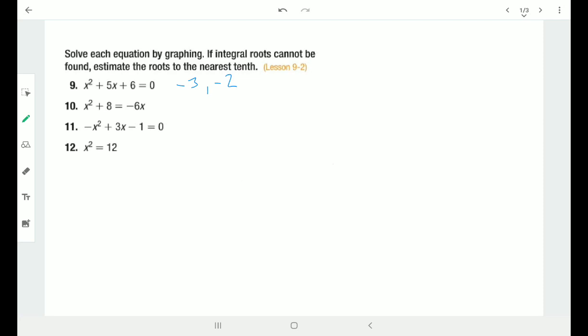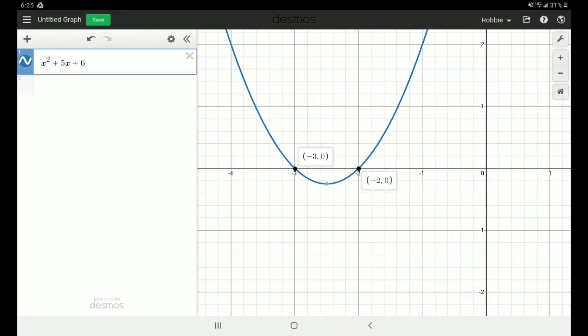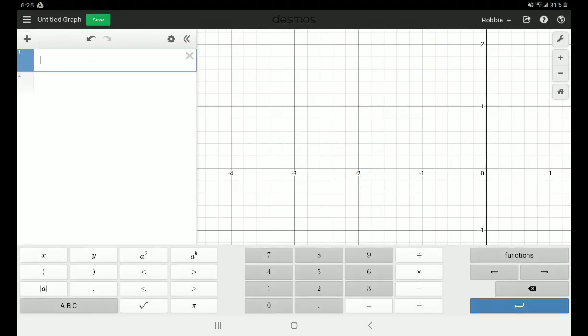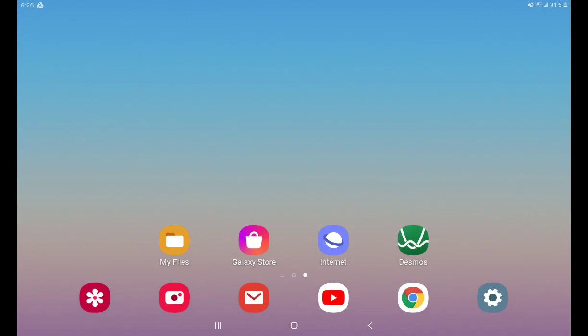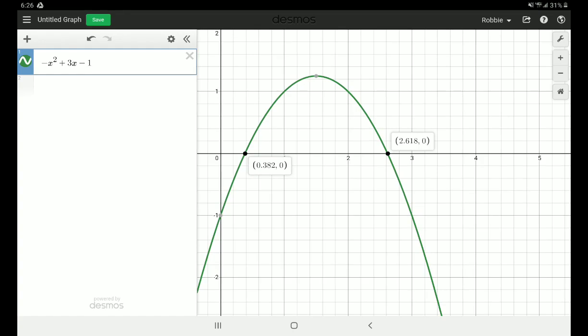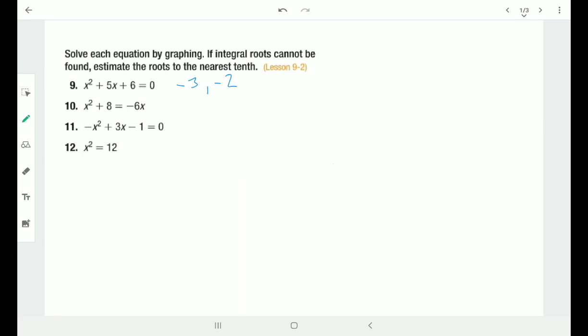And you can do the same thing for 11. So -x squared plus 3x minus 1. So if I type those in, -x squared plus 3x minus 1, and then if I just look at where it crosses the x-axis, that's about 0.4, because I'm rounding to the nearest tenth, and 2.6, right? So that would be my answer for number 11, 0.4 and 2.6, right?